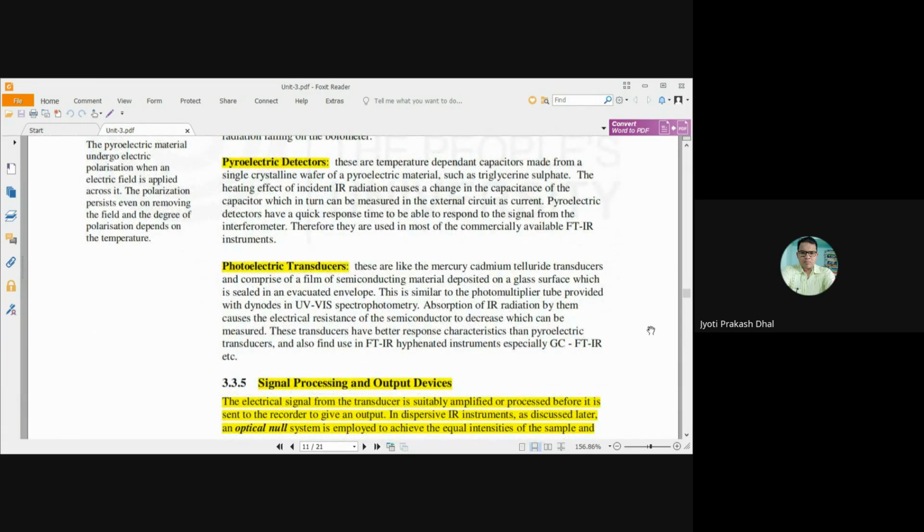Now coming to the pyroelectric detector. These are temperature dependent capacitors made from a single crystalline wafer of a pyroelectric material, and the pyroelectric material may be triglycine sulfate. The heating effect of incident IR radiation causes a change in capacitance of the capacitor, which in turn can be measured in the external circuit as current.